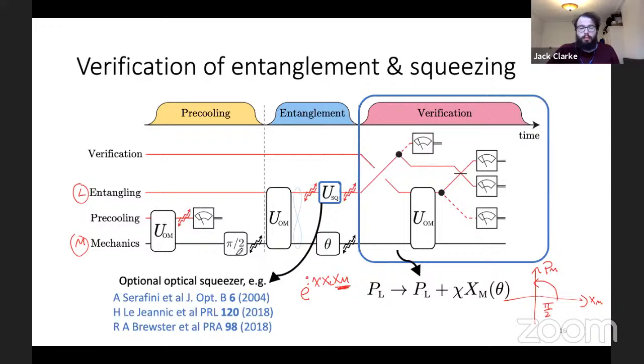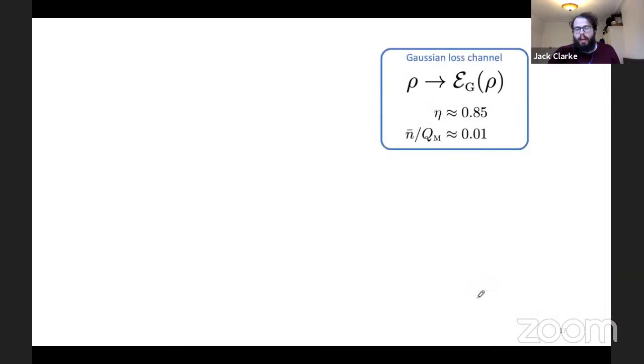And in that way, we can repeat this whole procedure many times. At each stage, we learn something about a certain quadrature, and then we can build up probability histograms and reconstruct the whole covariance matrix of the state. However, that verification procedure isn't perfect because there will be mechanical interactions with the environment and also optical loss. So in general, the verification procedure is going to underestimate the amount of entanglement that we're actually generating.